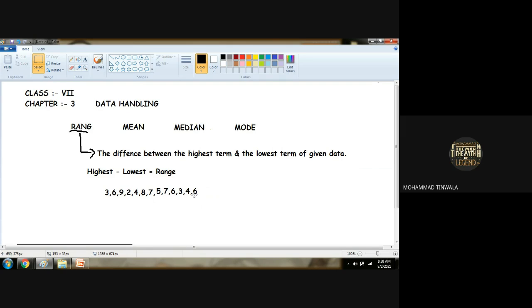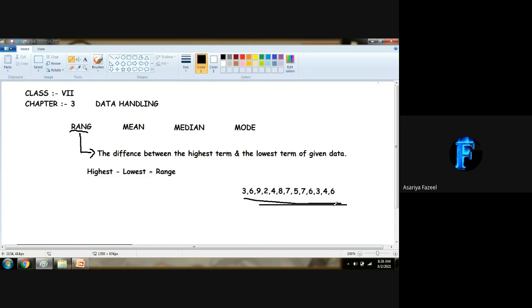So check out from this data which one is the smallest term. Which is our smallest term? Nobody is aware of this. Even though the data is given, you don't know which is the smaller term? Sir, 3. No, 2. And what is the greatest term?